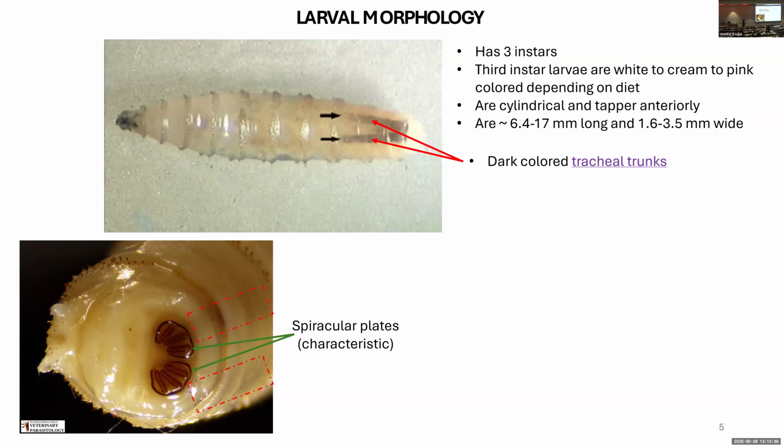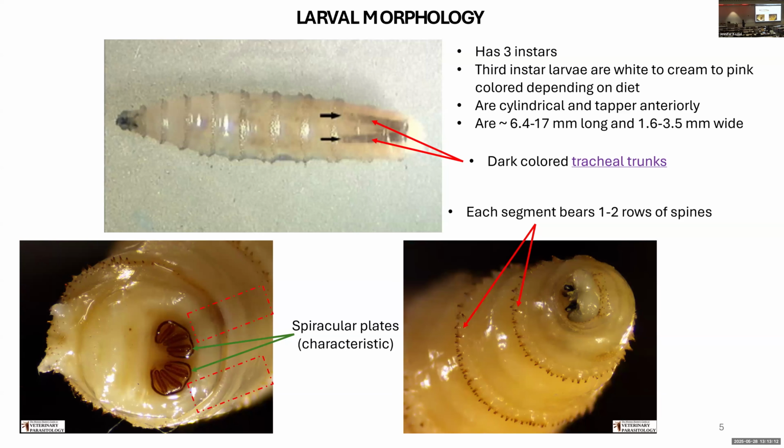Now, if you notice, these traces here are these tracheal trunks. So the tracheal trunks emanate from these spiracular plates. Please note, there are so many bots, so many larvae. All of them, this is like their fingerprint. The way these spiracular plates look or are arranged is always unique to each fly. So once you see this, this is Cochliomyia, all right?